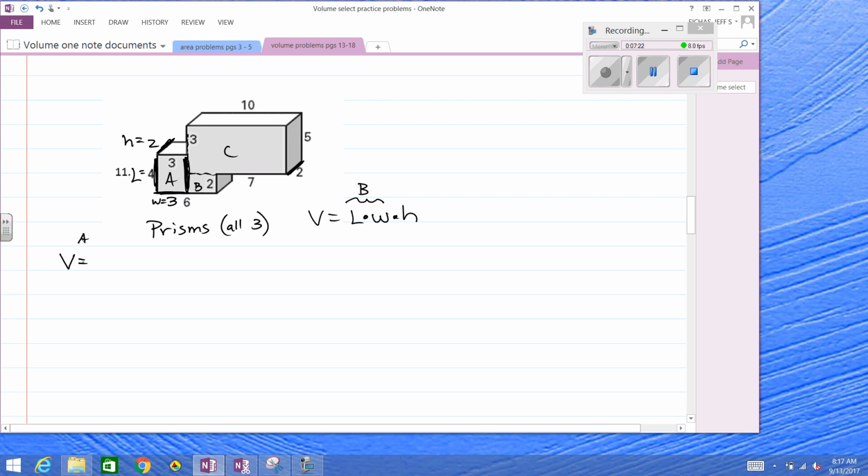So volume for, let's call it volume for figure A. Length times width times height. You don't have to write that every time, but I'm going to call it 4 by 3 by 2. It doesn't matter which order these are in. So then we get 24 for A.